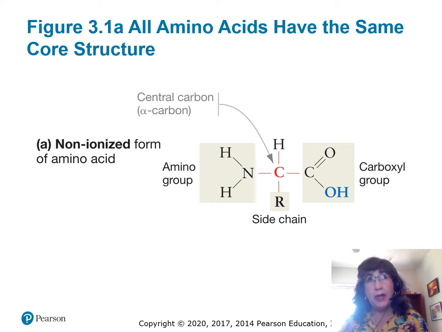I love this drawing here of the non-ionized form of an amino acid. Notice the backbone is NCC. And from that central carbon, you see that there's an amino group, on the other side a carboxyl group, above a hydrogen, and below the side chain. And keep in mind, it's the side chain that makes each of the 20 amino acids unique.